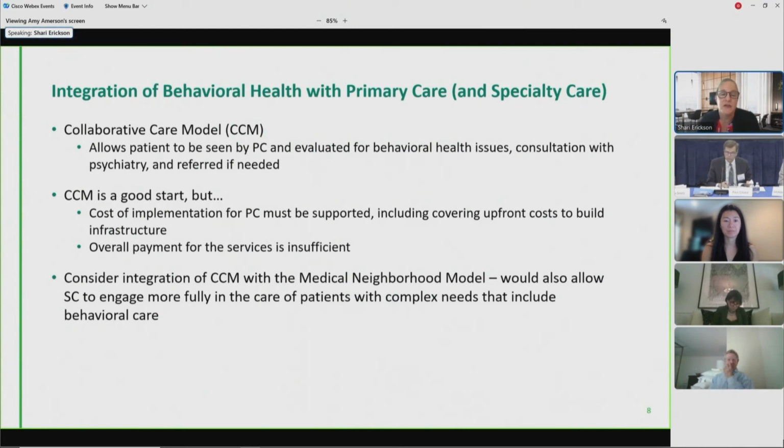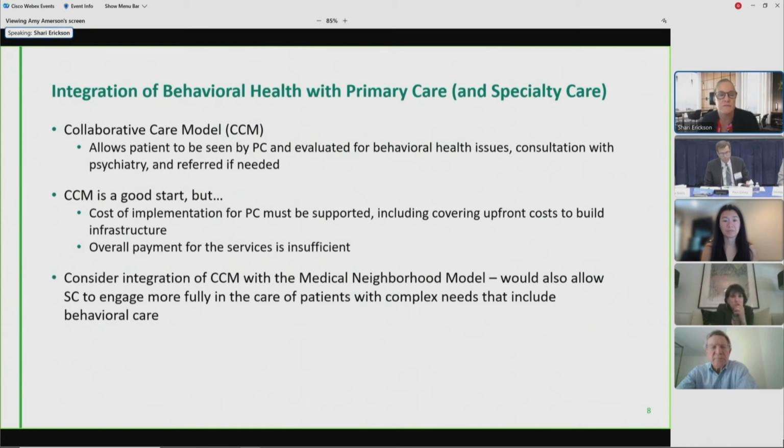But I'll say the challenge with this is that the implementation of a model like this in primary care is not fully supported today. The upfront cost to build the infrastructure to do this successfully is just simply not covered through the existing codes and payment mechanisms that are out there right now. So how can we consider integrating a model such as this with the medical neighborhood model, allowing even the specialty care practices to engage more fully in the care of patients and those with complex needs?